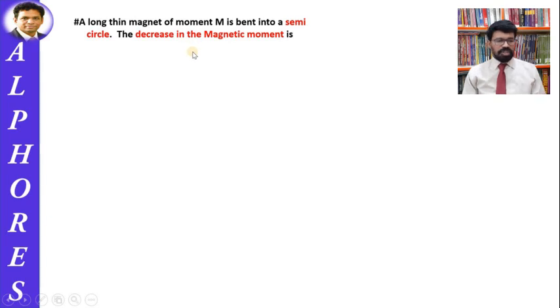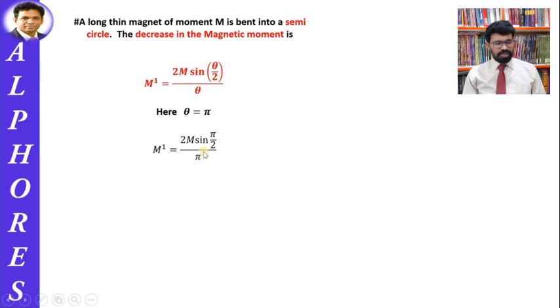So all that you need to do is you have to find out final magnetic moment and just take the difference between this m and final magnetic dipole moment. You will get a decrease in the magnetic moment. So this is what equation you can use. If it is bent such that it makes an angle theta, magnetic dipole moment can be expressed as 2m sine theta by 2 by theta. So it was said that it is bent into a semicircle. Semicircle in the sense theta value will be pi. So replace with pi, what you will get? 2m sine pi by 2 by pi. Sine pi by 2 is nothing but 1. So m dash is equal to 2m by pi.